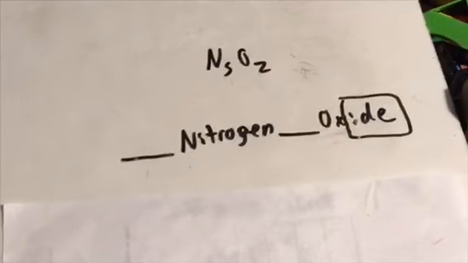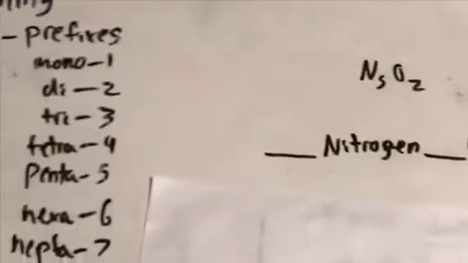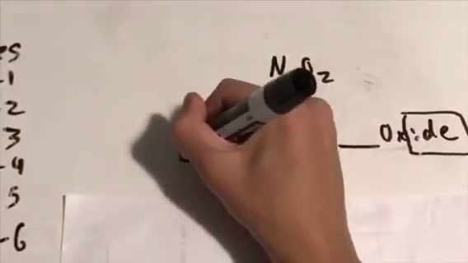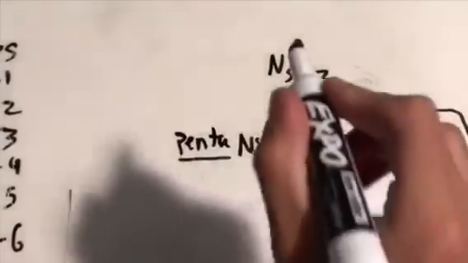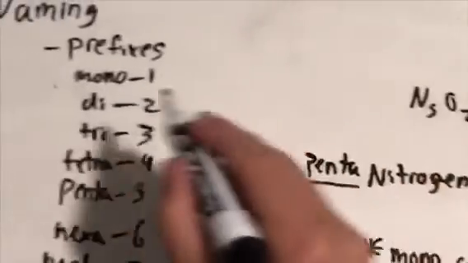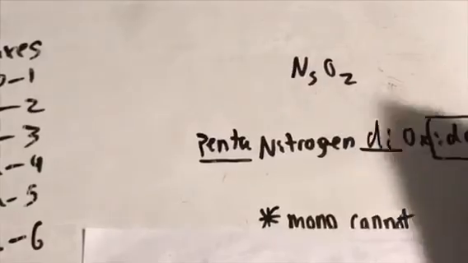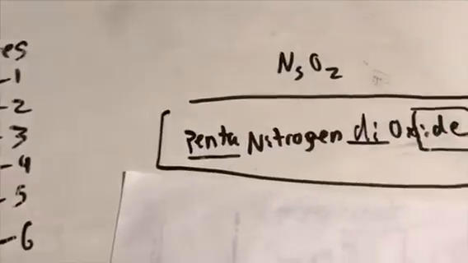So now I'm back to explaining how to use the prefixes. Well, what you do is you find the number in the compound. Nitrogen has 5. So you go over here. Oh, penta is the prefix for 5. So you write penta here. Pentanitrogen. And then you look up here. Oh, that's 2. What's the prefix for 2? Di. Pentanitrogen dioxide. And that is the name of your compound.